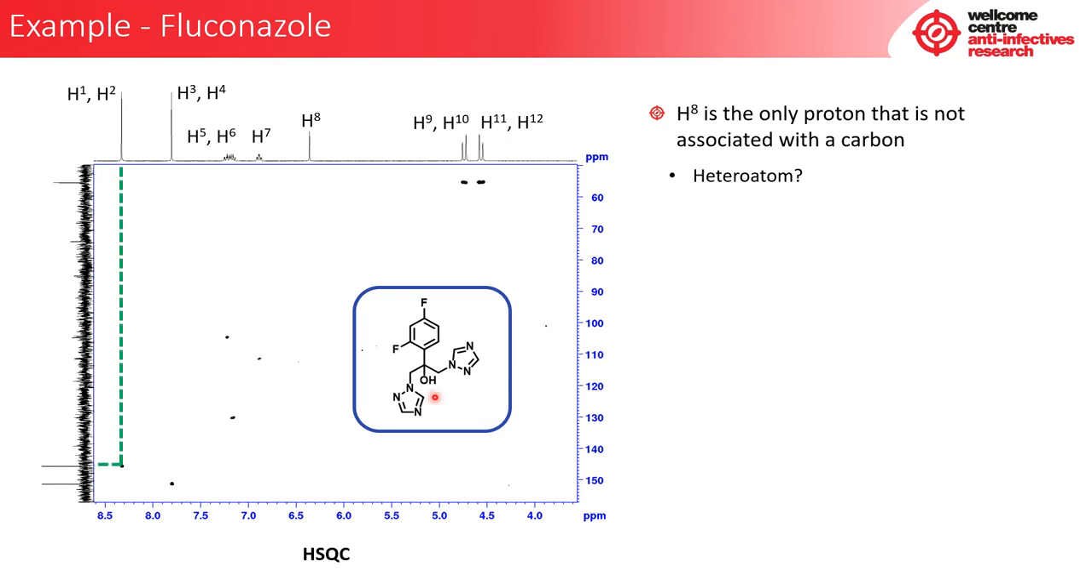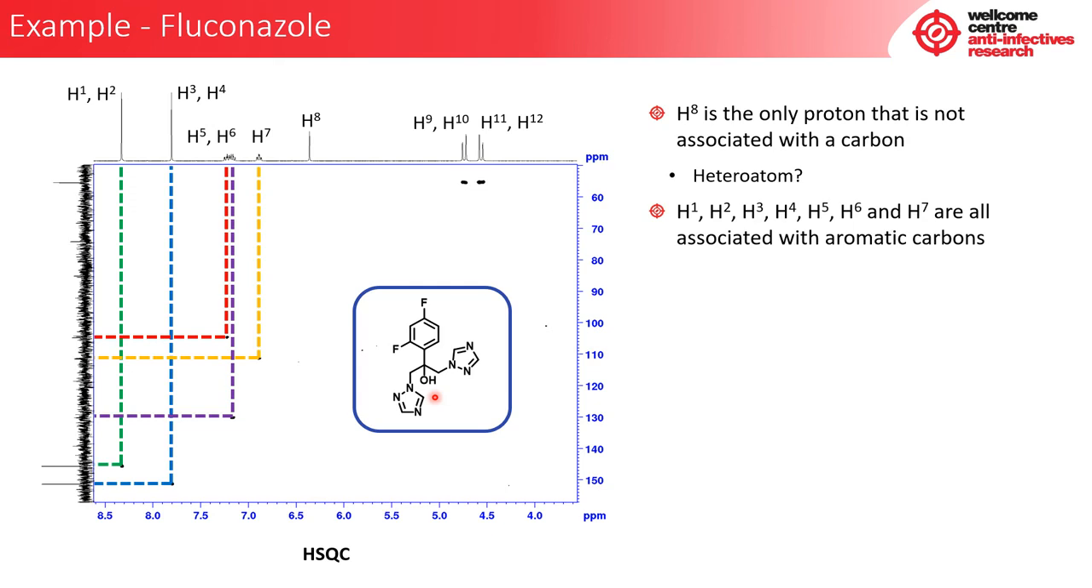Moving on from this, when we start to actually look at the HSQC, remember we read down and across to the carbon species here, and we can see that all of these peaks that we've just highlighted here are all associated with aromatic carbons. And how do we know that? Because they all fall within the aromatic region of the carbon spectra.